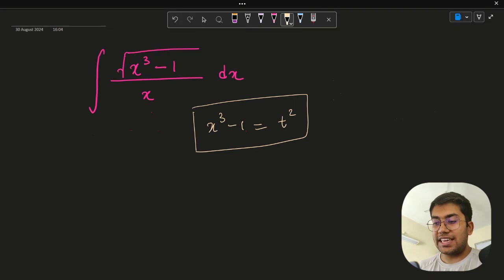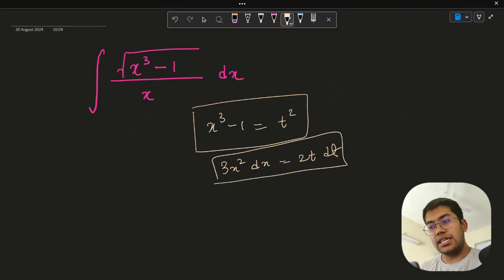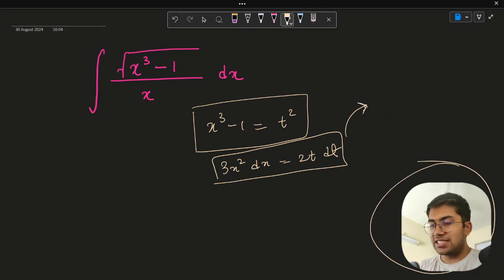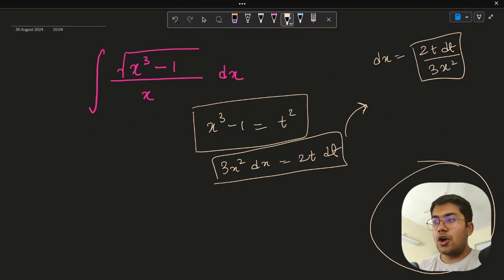If I do this, I now define 3x squared dx equal to 2t dt. Let's do a bit of rearranging first, and then we do the substitution. So what I would be getting is dx equal to what? dx is 2 times t dt over 3x squared. So you get this, right? Obviously you would like to have this dx totally in terms of t, but when we move ahead, we would have a simpler explanation.